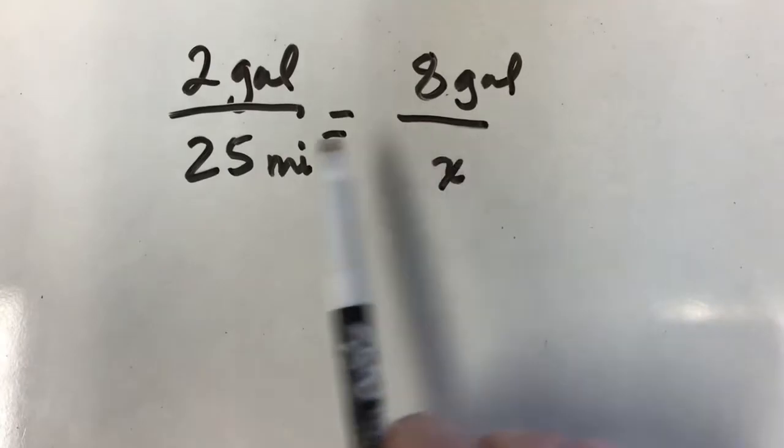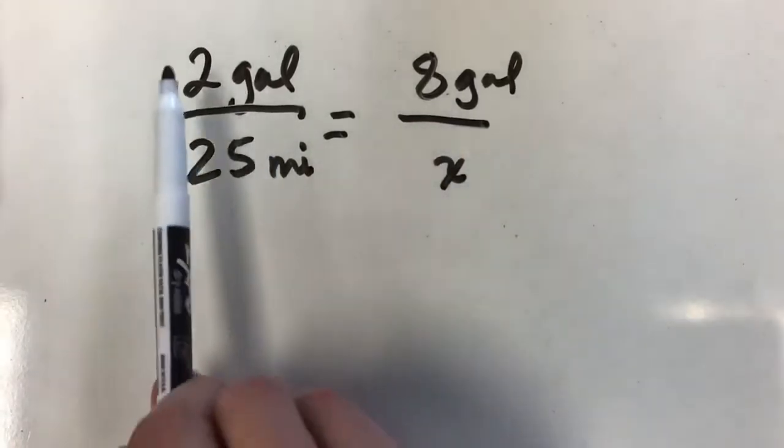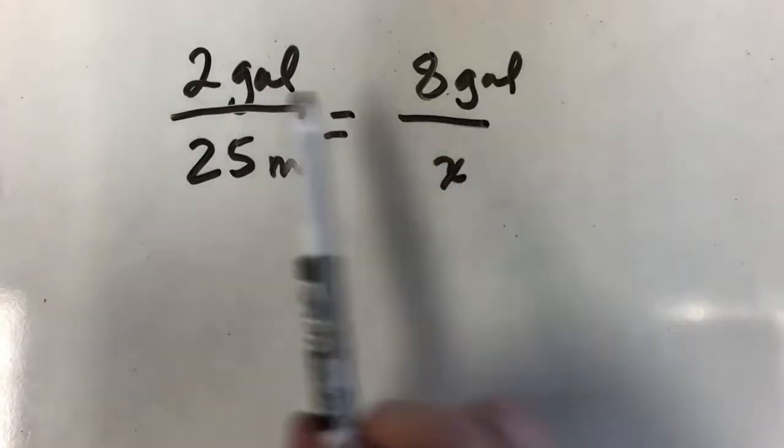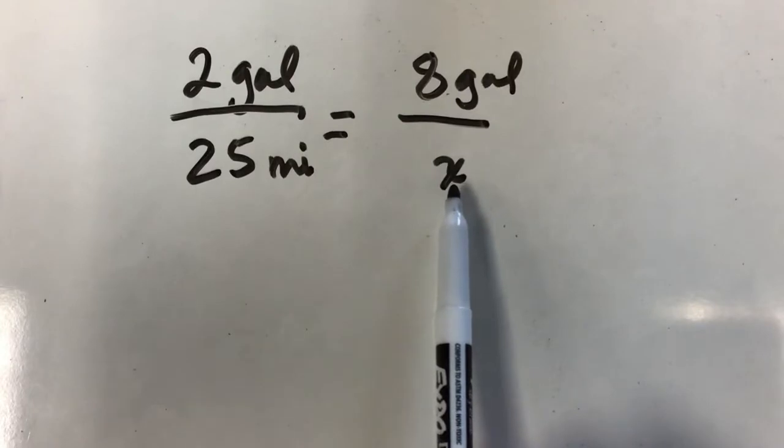Writing these ratios makes things really handy and convenient to be able to look at and see what to do. We already know 2 times 4 is 8, so we do the same thing to the bottom.